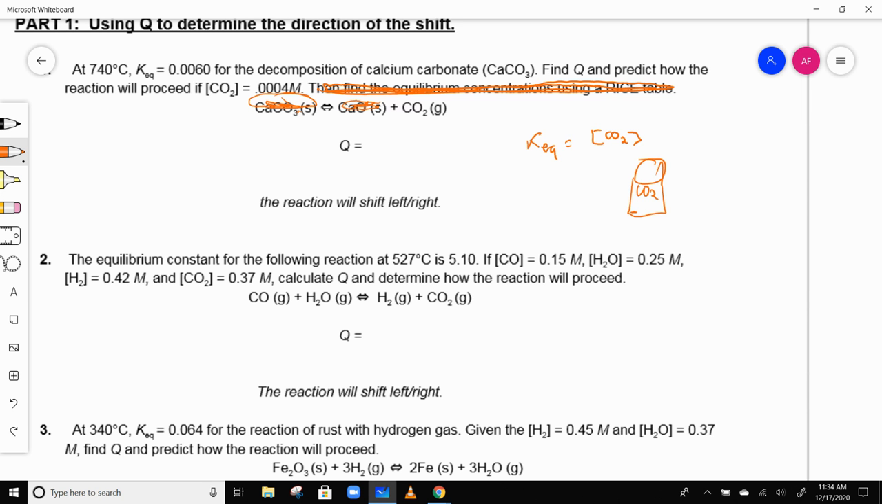All right. So what we need to do is look at Q and compare it to KEQ. Now, Q is set up the same way, it's just the concentration of CO2, but we don't know if it's at equilibrium or not. Okay. So here, Q is equal to the concentration of CO2, which is just 0.0004 molar. Okay, and we know that KEQ is 0.006.